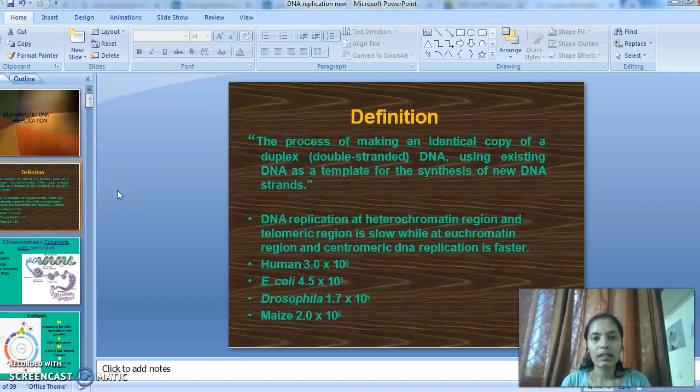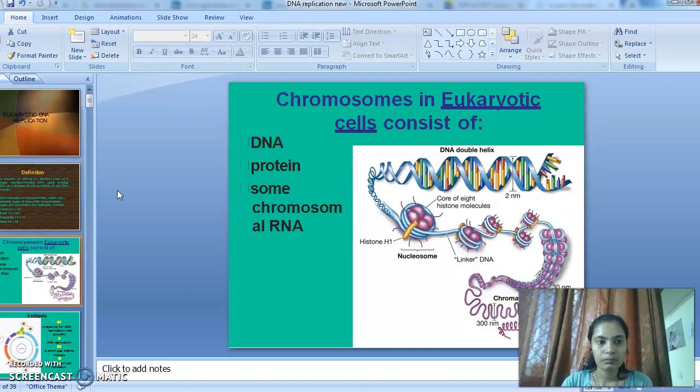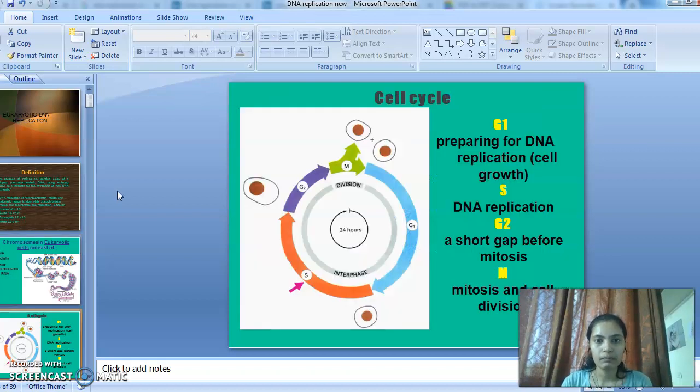So we'll look at the definition. It is making an identical copy of your DNA, wherein the old DNA is used as a template for the synthesis of new DNA strands. So these are the contents of your chromosome, that is your DNA, protein and chromosomal RNA. In the cell cycle, DNA replication occurs in the S phase.